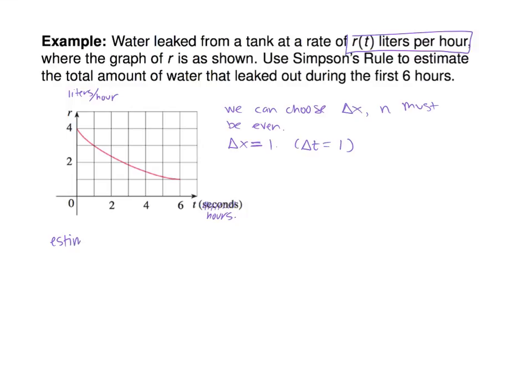Okay, so let's make a table of our estimates, t and r of t. If t is 0, that one's pretty easy to estimate. Your r of t is 4. When t is 1, r of t is 3. When t is 2, r of t is 2.3, 2 1/3, 2.3.